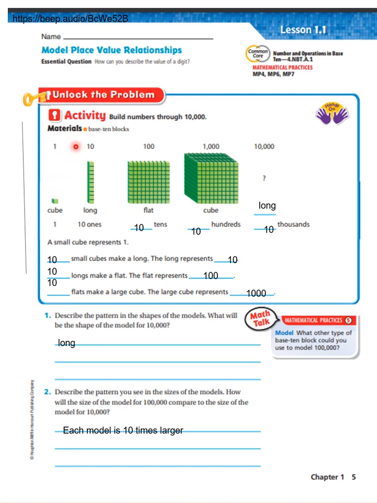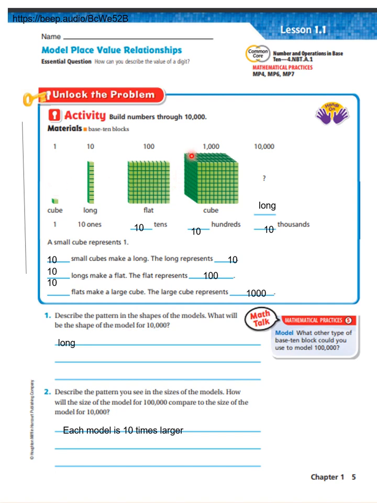Next, 10 is represented by a long. A long is 10 ones, so it would take 10 of these cubes to equal this long. Next is 100, which equals a flat. 10 tens equal a flat, so it's going to take 10 of these longs to equal this flat, or we could put together 100 cubes to equal the flat.